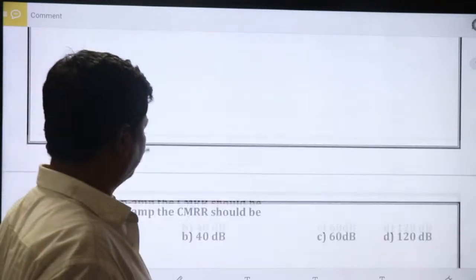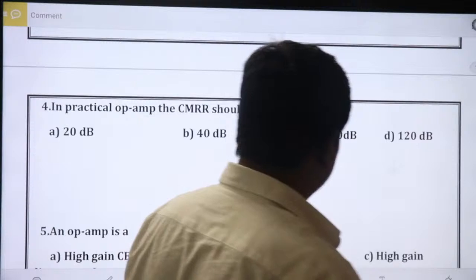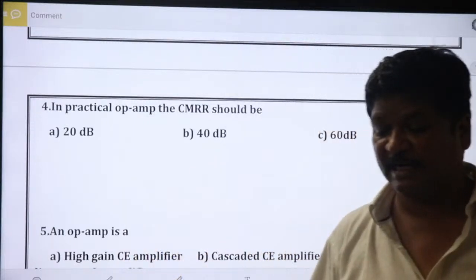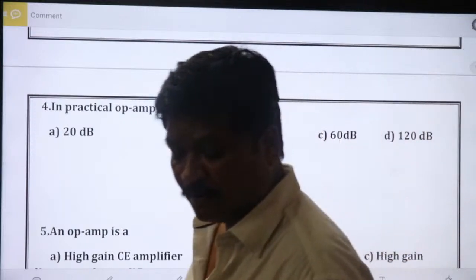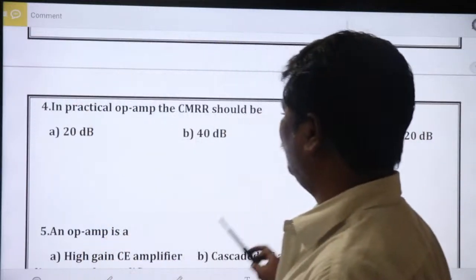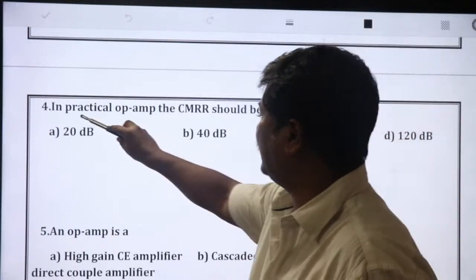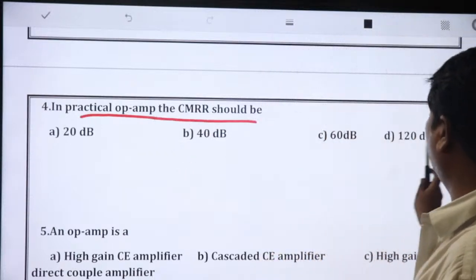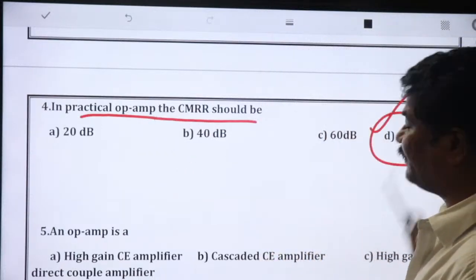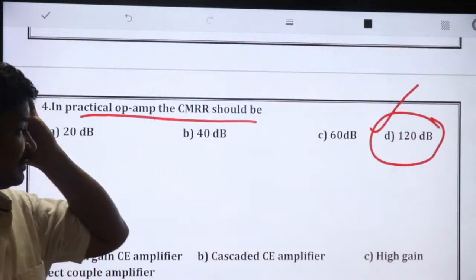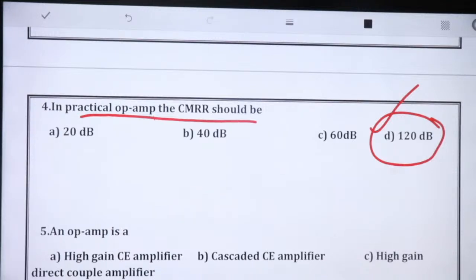Next. Just now we discussed that point. Even I didn't know this question would come, but again this question has come. For the practical operational amplifier, the CMRR is how much? 120 decibels. Practical, this one.